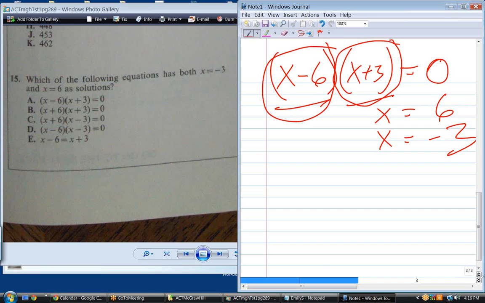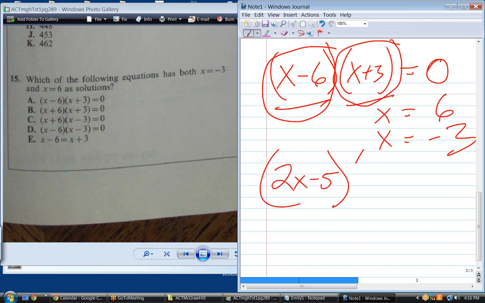A. Wait, why? I thought it was C. No, notice that if these were the two linear factors, the answer would be minus 6 and plus 3. Oh, in other words, it's always the opposite of these signs. Yeah, I just got messed up on the... It's okay. I get the idea, though. Okay, good. Now let's just try one other thing.